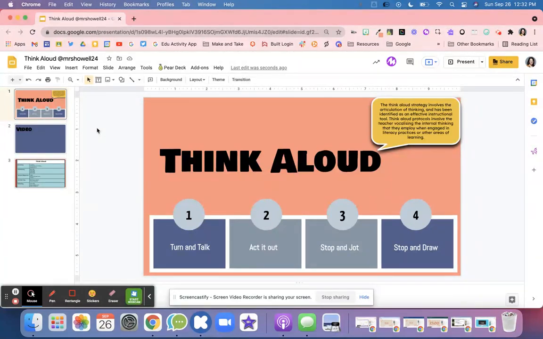Another way is acting it out. So again, taking problems and breaking them up into different steps and then walking through with the students how to do that. Maybe a stop and jot.